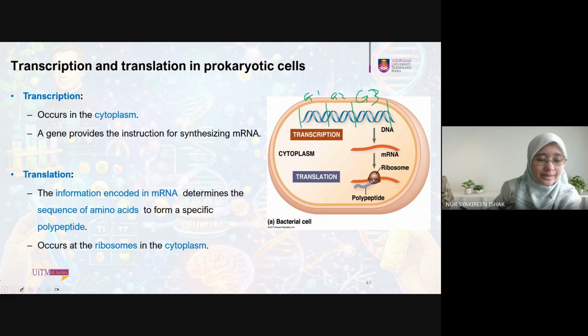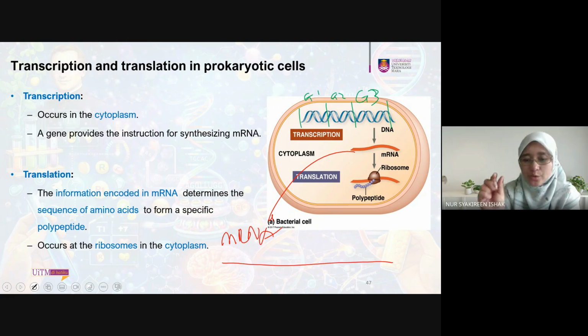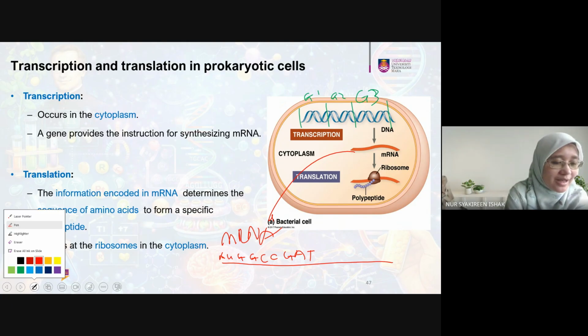For example, we have the mRNA. Let's say this is the mRNA here. mRNA is single stranded. mRNA is a polynucleotide, so it has a base sequence. Let's say, for example, the base sequence is AUG, GGG, GCC, GAT. mRNA doesn't have thymine, so you replace thymine with uracil.